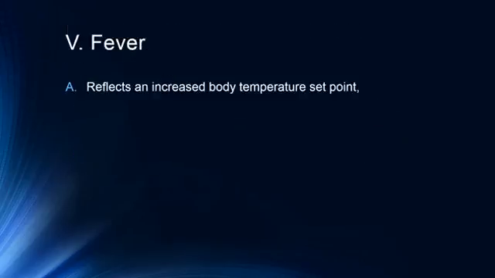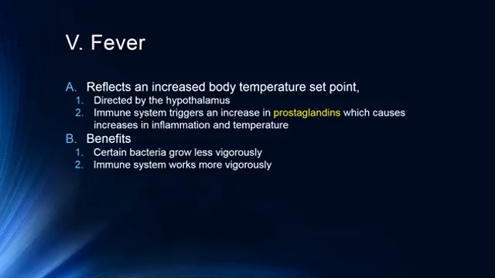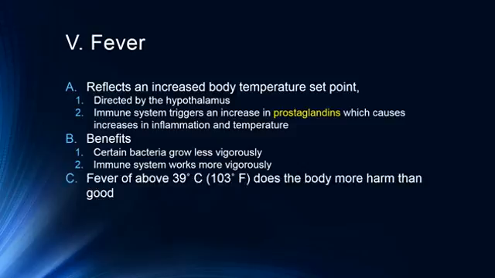So the final thing to discuss here on temperature regulation is fever, which reflects an increased body temperature set point. This is directed by the hypothalamus. The immune system triggers an increase in prostaglandins, which causes an increase in inflammation and temperature. The benefits of fever are it causes certain bacteria to grow less vigorously, and then the immune system works more vigorously. So this is the way in which we can get the body to try to get over an infection. So it is an important part of the process, but it can be dangerous. So fever above about 103 degrees does the body more harm than good, particularly in adults. Anything above 109 degrees is life-threatening.